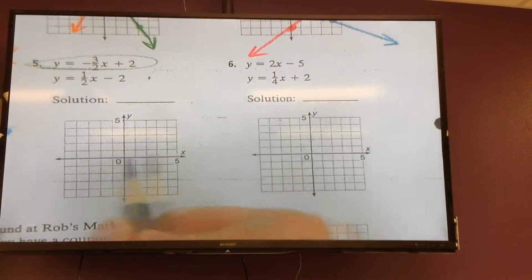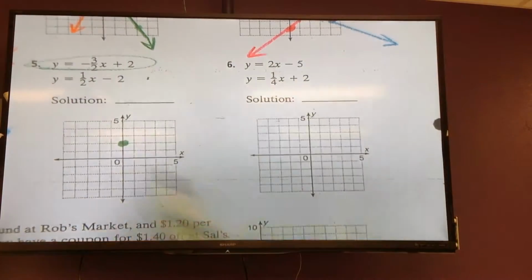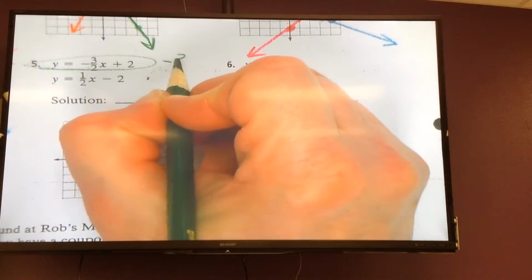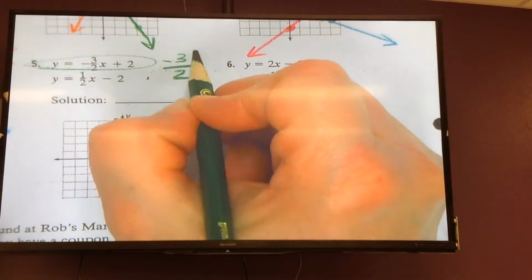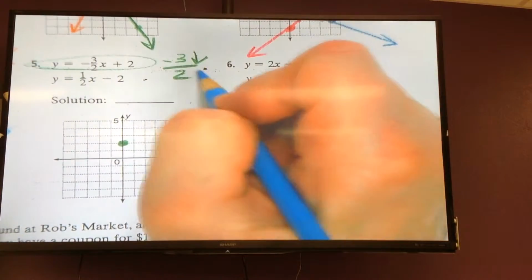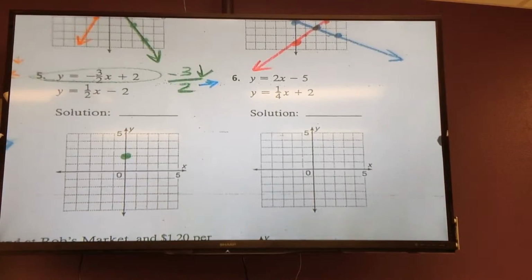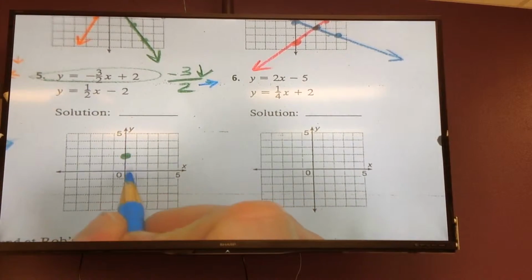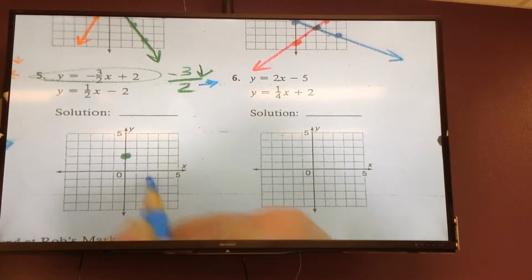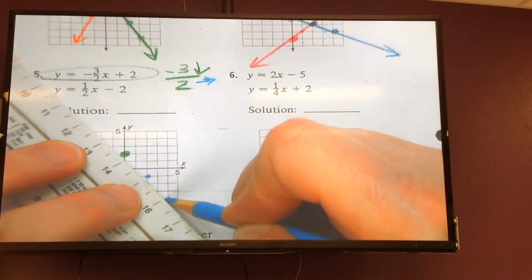Graphing the first equation, this is a +2. It crosses the y-axis at +2. The slope is -3 over +2. So it'd be down 3 to the right 2. So I'm going to go down 3, 1, 2, 3, to the right 2. So my line would look like this.